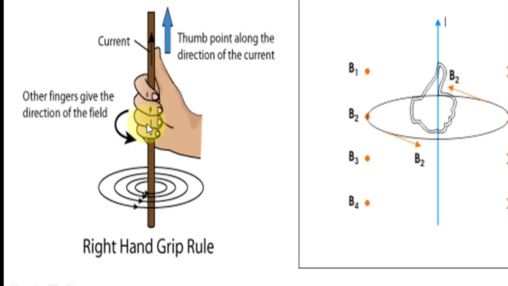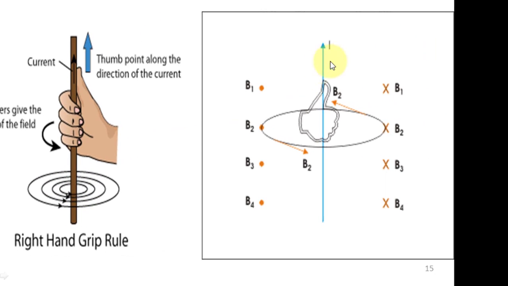If the current is upward and you curl your fingers, you get that the magnetic field will be anti-clockwise. What will happen if the direction of the current is downward? You just reverse your hand, put your thumb downward and curl, so the direction of your curled fingers will be clockwise.